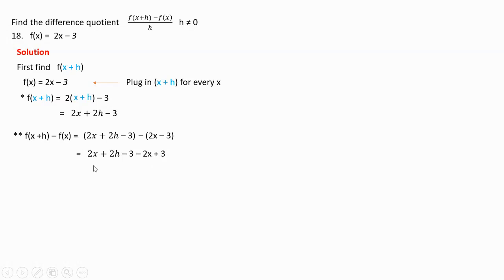And I repeat, the terms that don't have an h must cancel. No h, so it's got to cancel with the one over here on the right. This one stays because it has an h, and the negative 3 will cancel with a positive 3. The result will give us 2h. Now comes, right, step 3, which is the last part. So now the h over h will give us 1, and 1 times 2 will give us 2. That's my result. Okay.